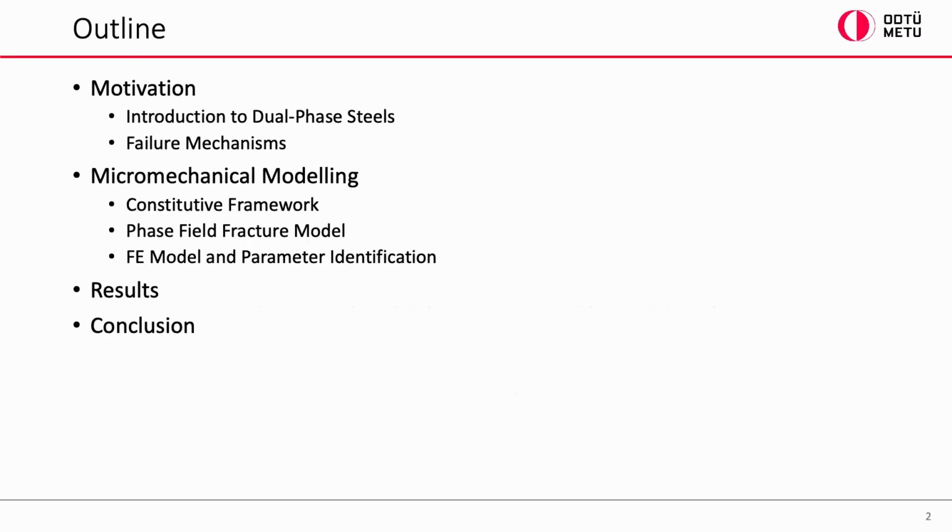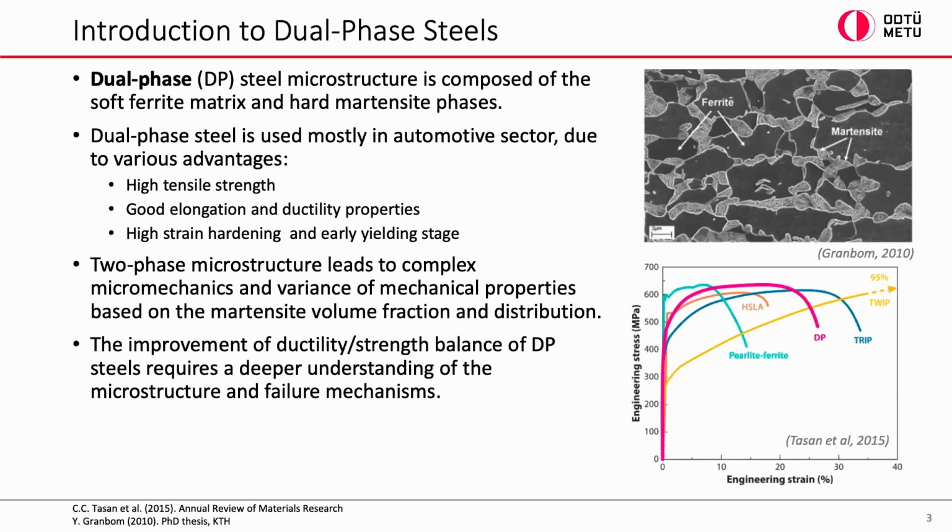So here's the outline for the presentation. Dual phase steels, as many of you know, are two-phase materials with a soft ferrite phase and a hard martensite phase.